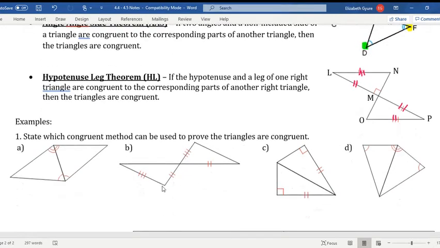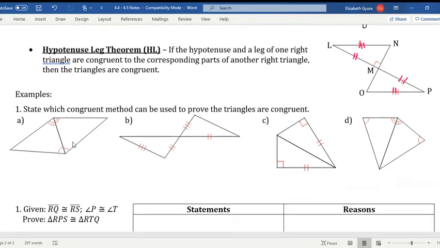So we're just going to practice identifying these. State which congruence method can be used to prove that they are congruent. These aren't all just the first two new ones. There might be one from last time on here as well. I want you guys to take a second, see if you can figure out which ones they are. Remember, there is side, side, side, side, angle, side, angle. Now there's also angle, angle, side, and hypotenuse leg. And I'm going to tell you that there is one that does not work.